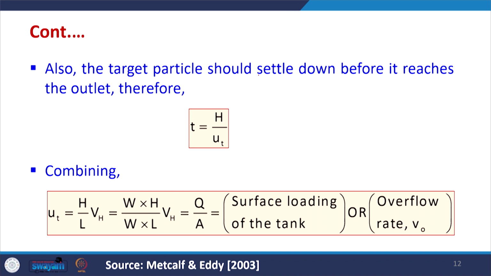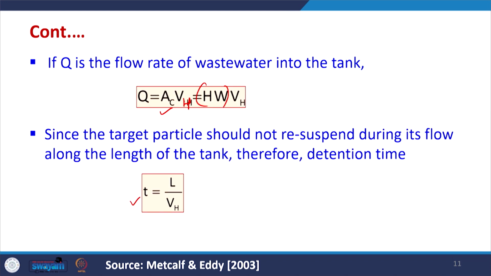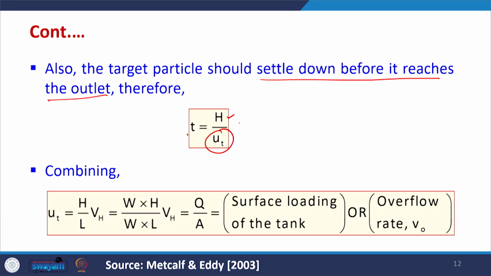Also, the target particle should settle down before it reaches the outlet. So, T should also be equal to H, the height, divided by the terminal velocity, which we determined in the previous lecture. Overall, T is equal to L by Vh and T is equal to H by Ut. So, we have two equations, and from these we can find Ut is equal to H into Vh divided by L.